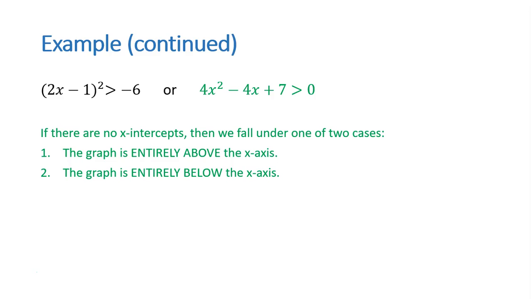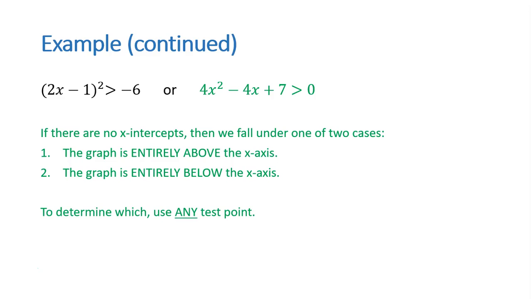Well, we use the test value method again. The only difference is because we don't have any intercepts, we only have to check one test value. If the graph is entirely above or entirely below, then whatever sign for the output we get for any value we pick, the same sign is going to apply for every x value that we could plug in. So you can choose any test point you want.